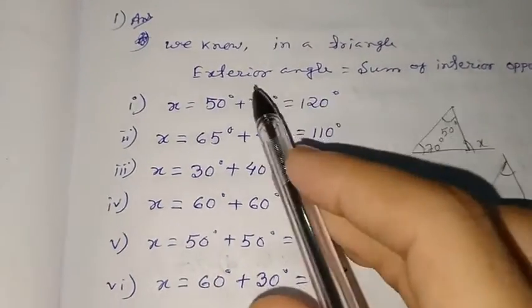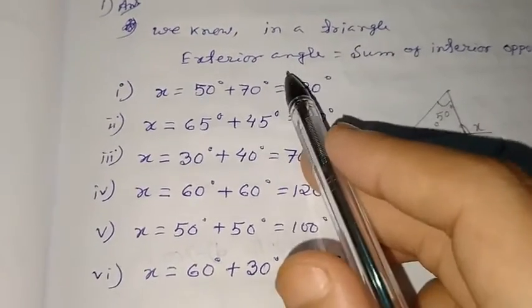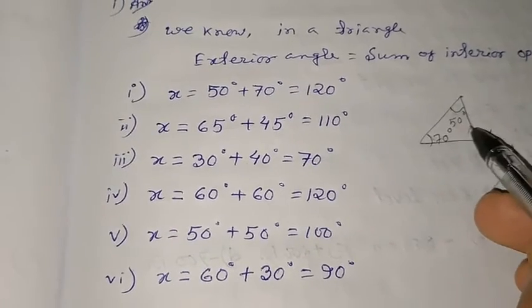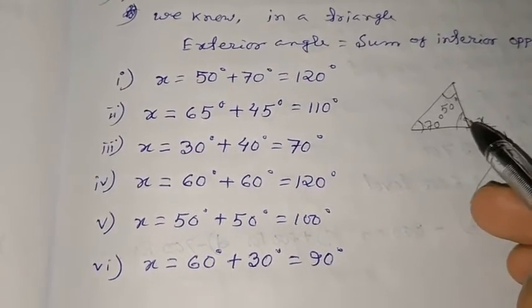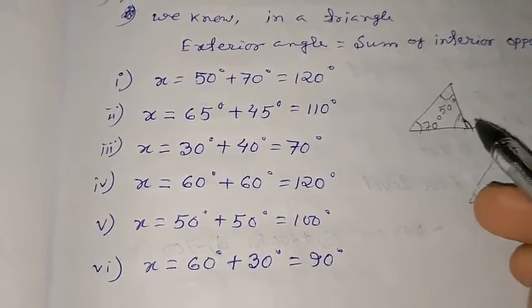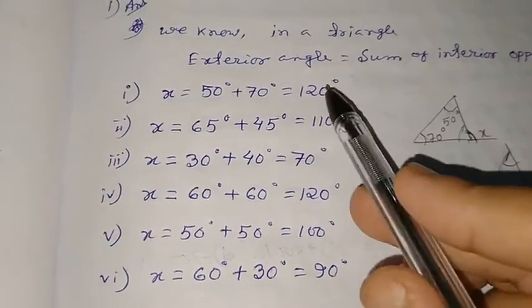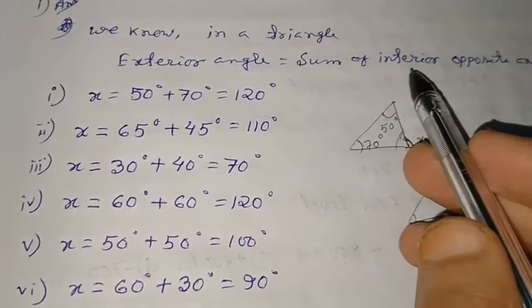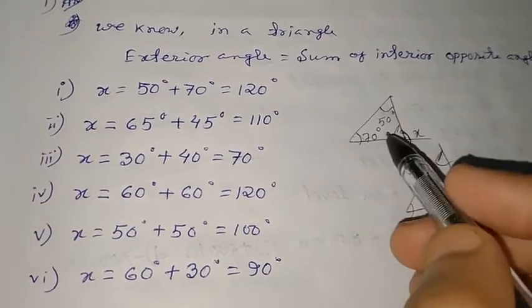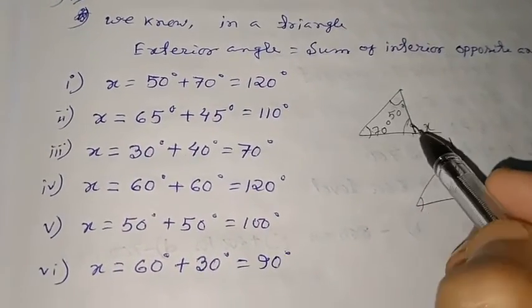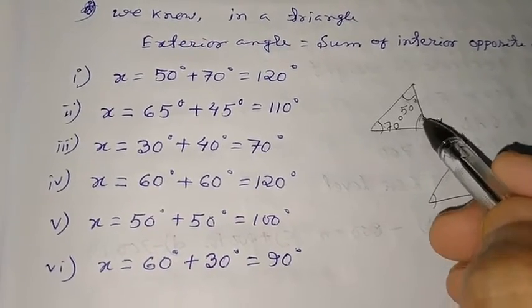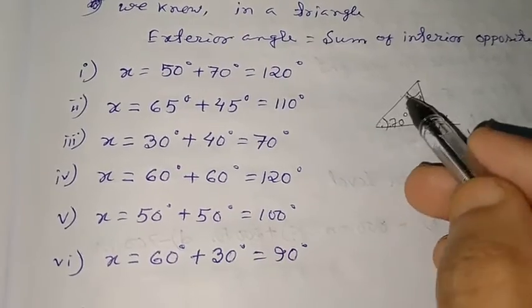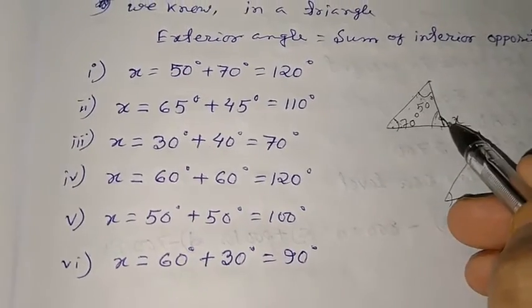Okay, we know in a triangle, exterior angle. Exterior angle means this angle. These are the interior angles, and this angle is known as the exterior angle, that means outside angle. The exterior angle equals the sum of interior opposite angles. These two are opposite angles. The sum of these two angles equals this angle.